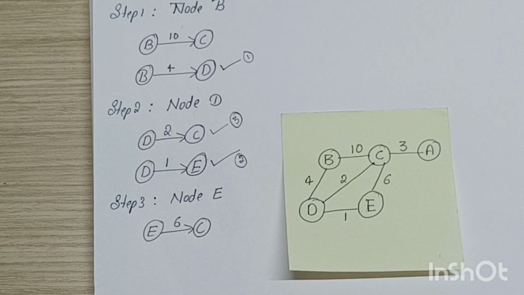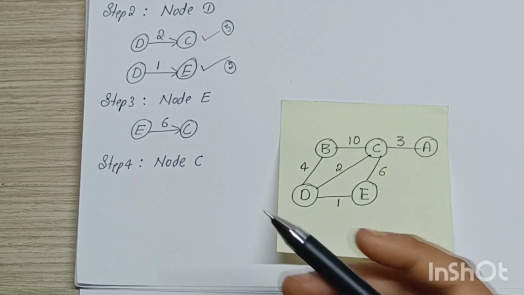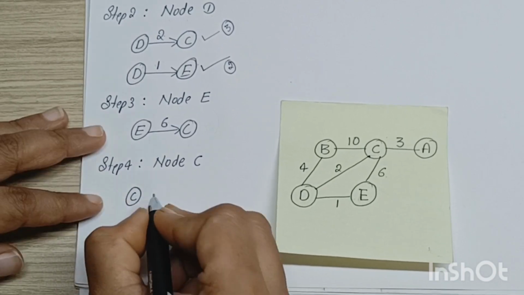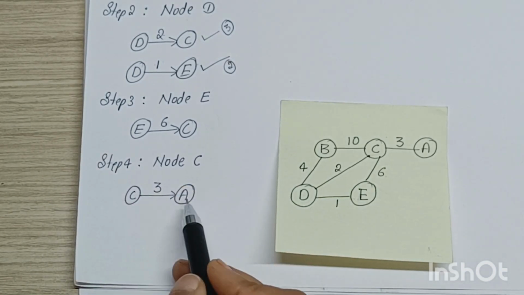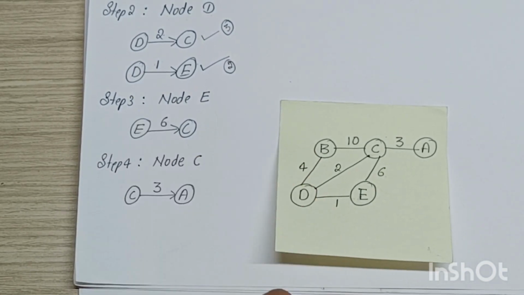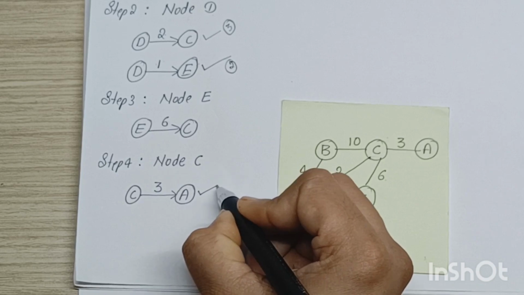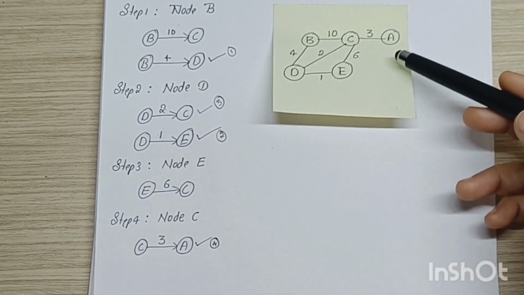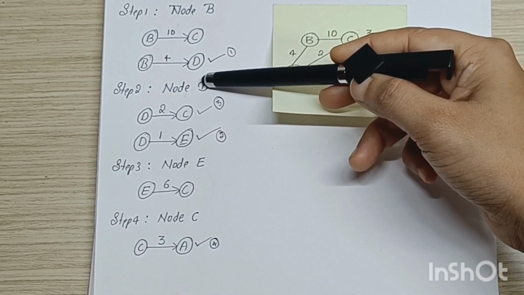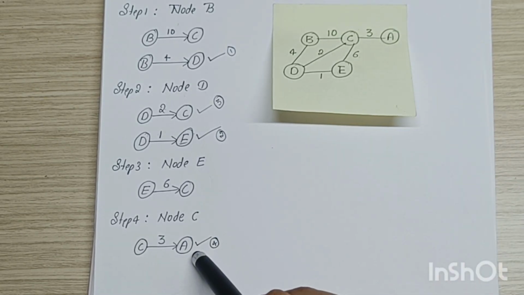Now in your step 4, the node will be C. Now you check the edges from C, that is C to A. C to A is 3. Again check with the previous step values, 3 and 6. So the least is 3. Select this edge. This is the fourth one. Now here you can see that we have visited all these vertices, that is B, D, E and C. And lastly you have visited A.